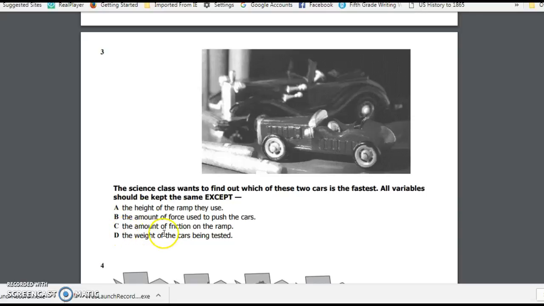C, the amount of friction on the ramp. Ask yourself, do I need to keep the amount of friction on the ramp the same? Yes or no? D, the weight of the cars being tested. Ask yourself, do I need to keep the weight of the cars being tested the same? Yes or no? Now circle your answer.